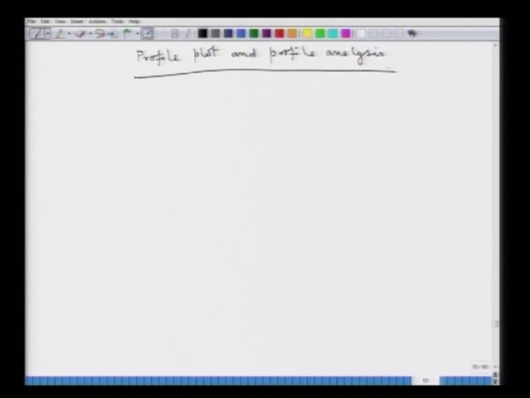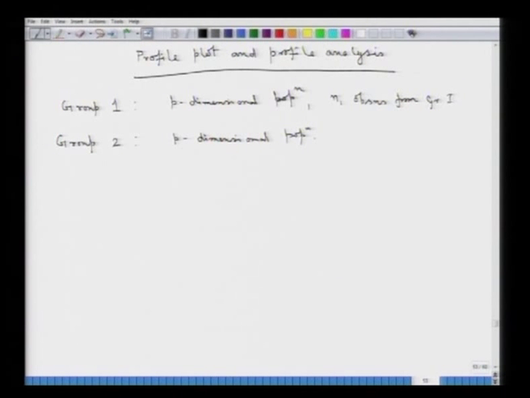Now, what is the setup of this particular type of analysis? We have two groups. Group 1 is a p dimensional population, and we have a second group, group 2, which also is a p dimensional population. Now suppose we have n1 observations from group 1, and similarly we have n2 observations taken from group 2.